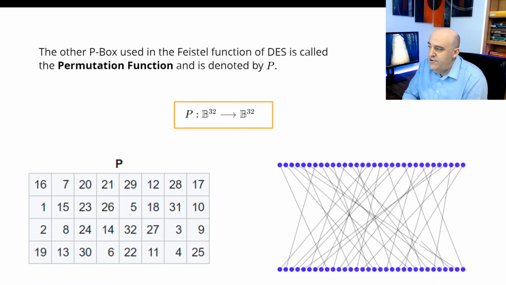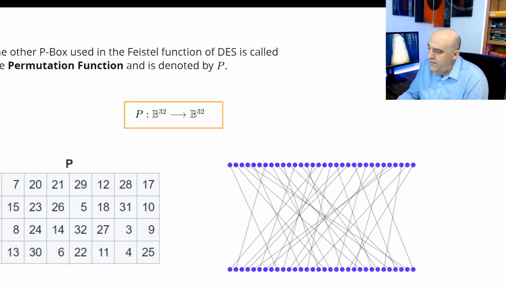Also in the Feistel function of DES is used another function just called P, the permutation function. It's a bijection, going from B32 to B32. And there's the table and the arrow diagram for it.